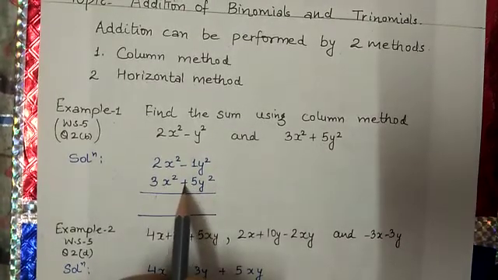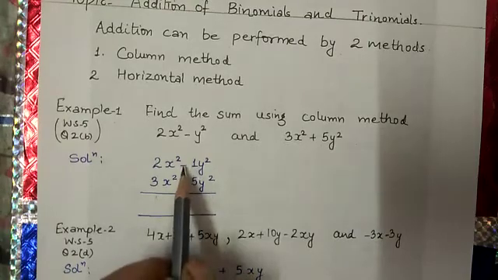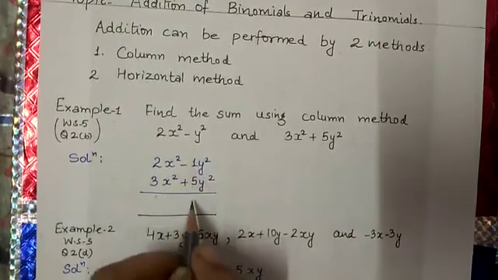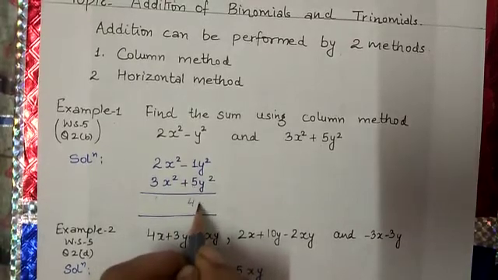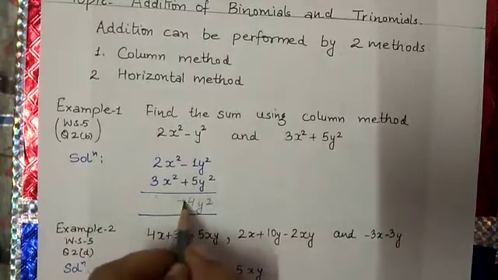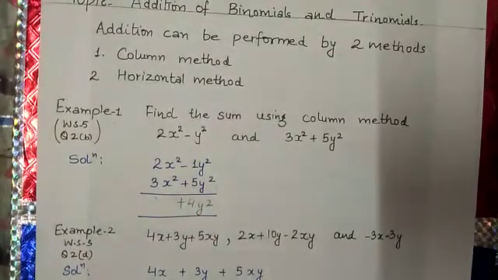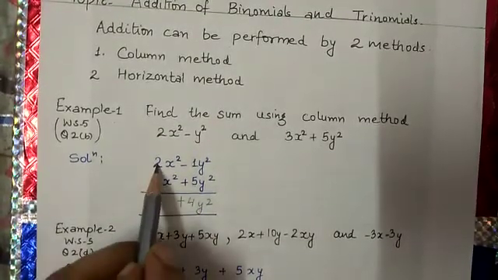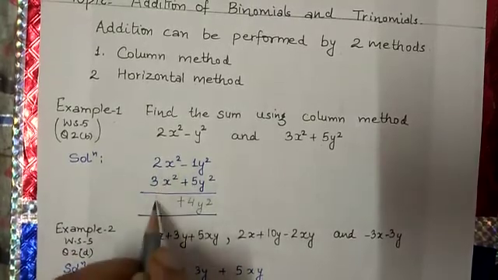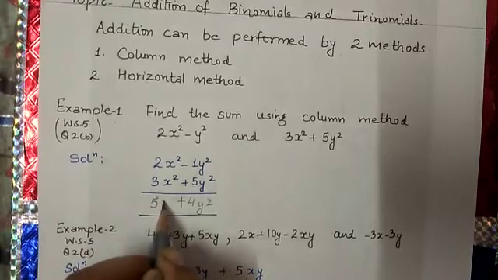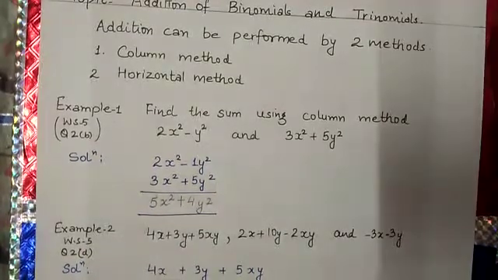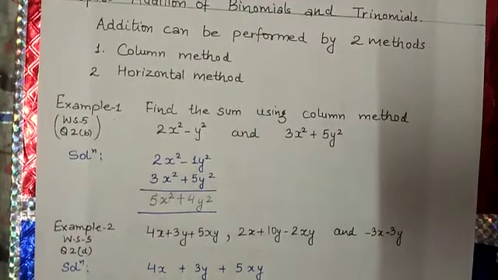Now plus 5y square minus 1y square, opposite signs. So 5 minus 1 is 4, and the sign of the greater number. Next, 3 and 2 are both x square, so we can add 3x square and 2x square. It will give 5x square.